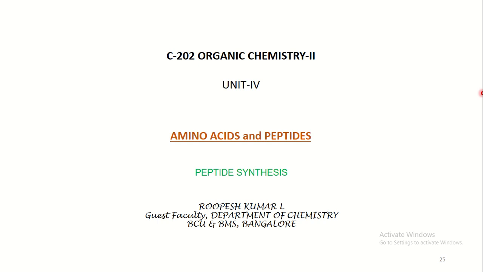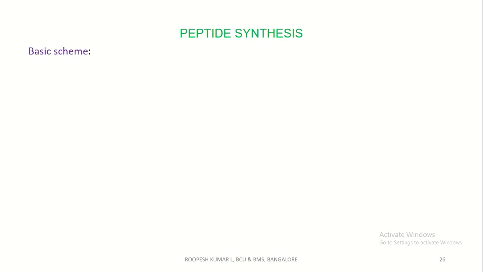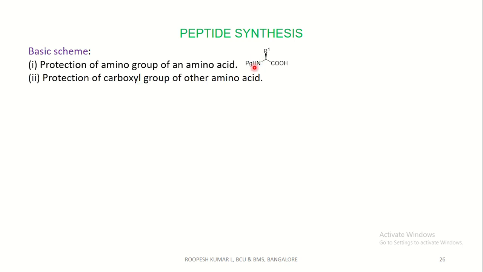Today I will be teaching synthesis of peptides. Synthesis of peptides involves many steps, such as first step is protection of amino group of an amino acid. That is, the amino group of an amino acid has been protected. This is also called as N protection.